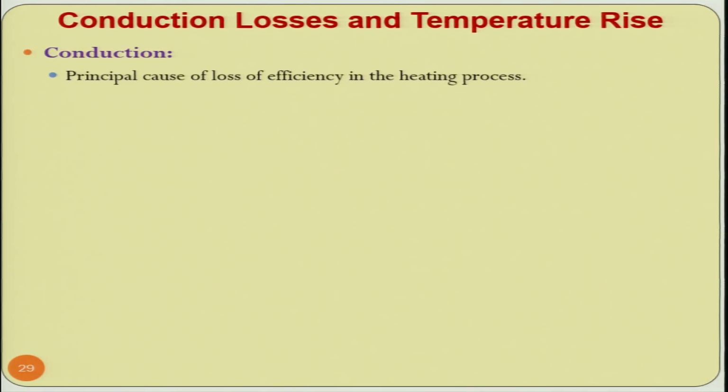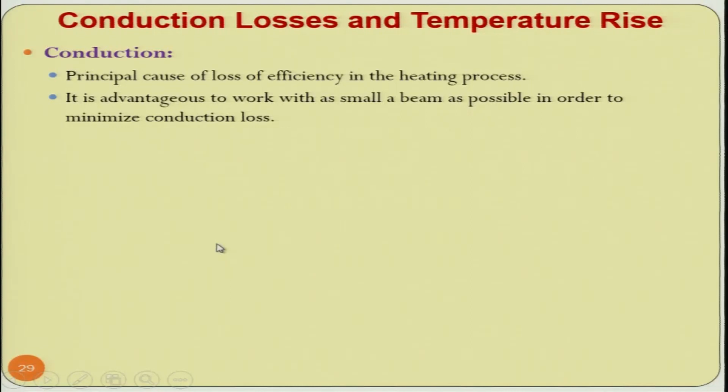Conduction, because molten material or the heat energy is in contact with the workpiece surface. So, definitely conduction of the heat is going to take place into the workpiece. This is the principal cause of loss of efficiency in the heating process, because a large amount of heat gets conducted into the workpiece material. So, the total amount of molten material reduces and the total amount of vaporized material also reduces. It is advantageous to work with as small a beam as possible. That means the diameter of the beam should be as small as possible in order to minimize conduction losses. Otherwise, conduction losses are large.